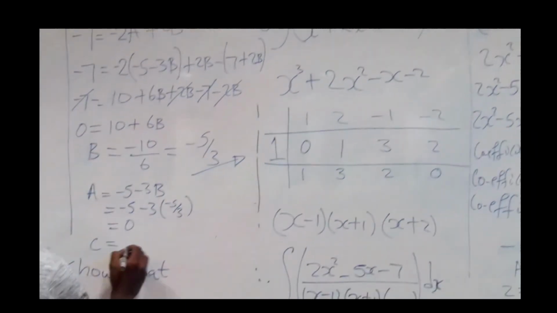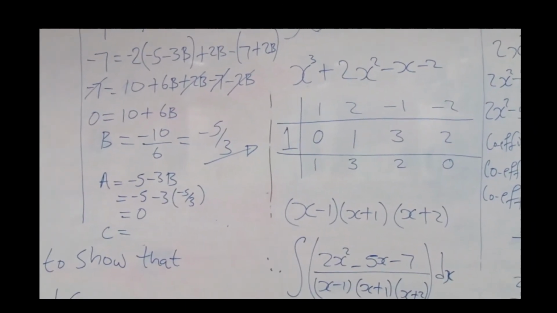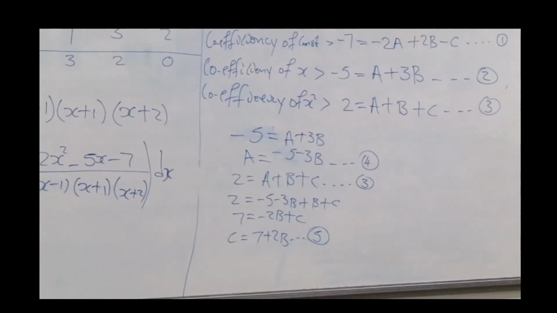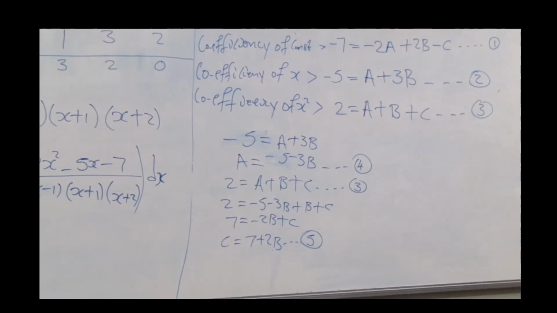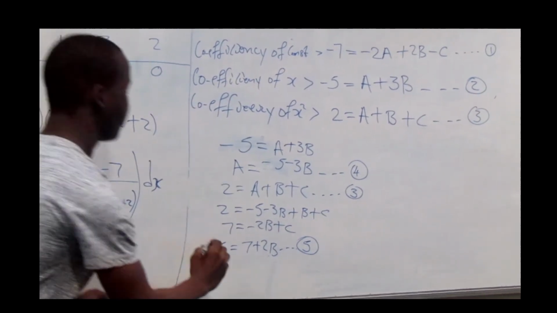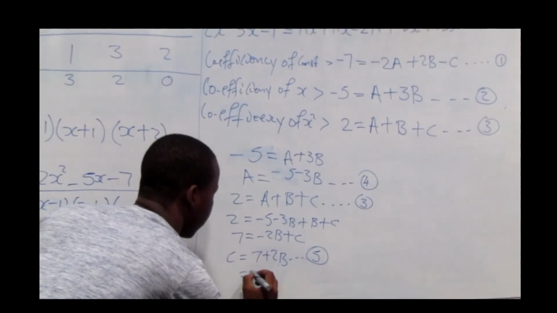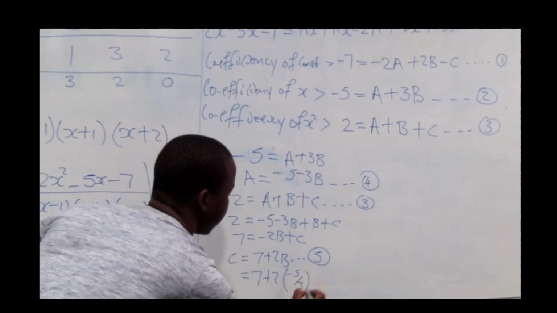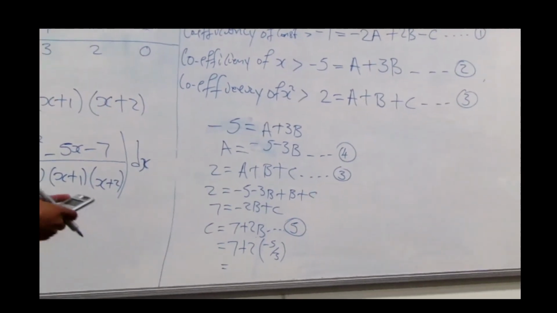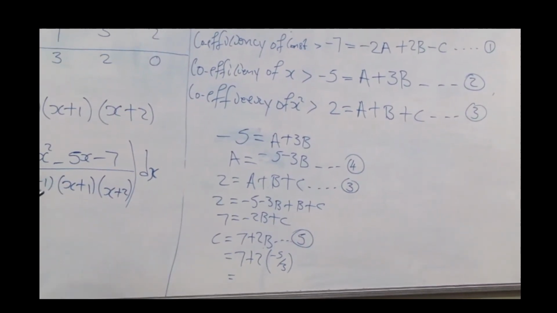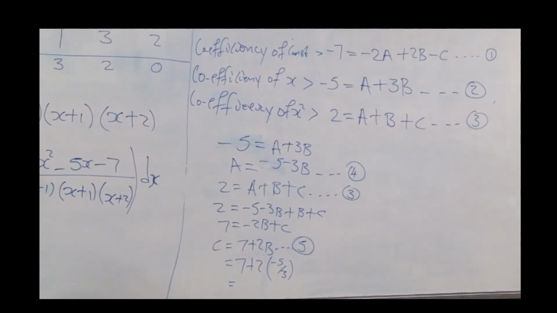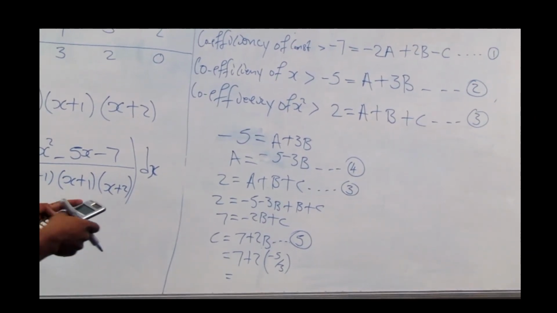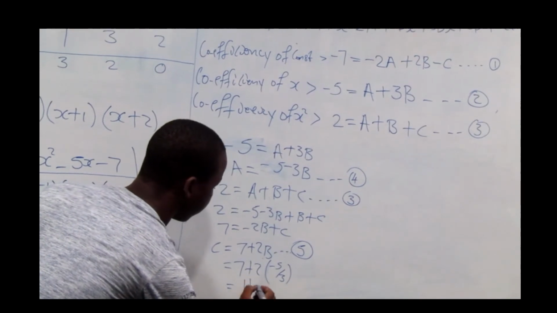Then our c is going to be, I'm going to calculate our c here. Our c is going to be 7 plus 2 times 5/3, which gives us 11/3.